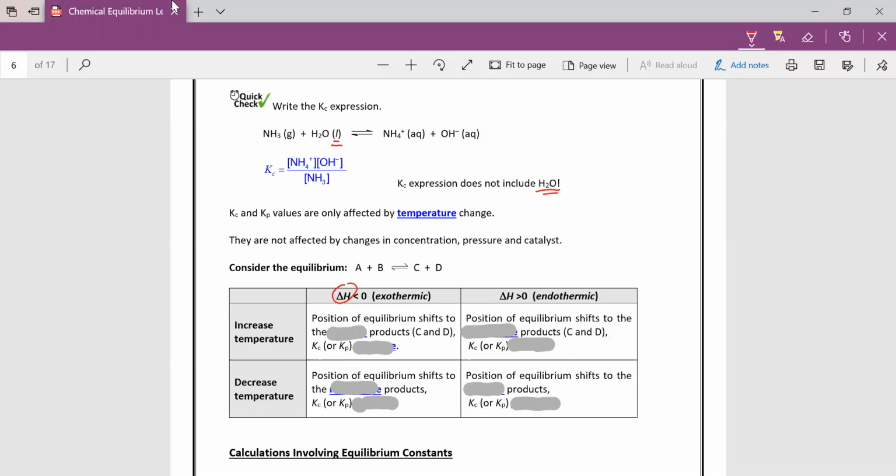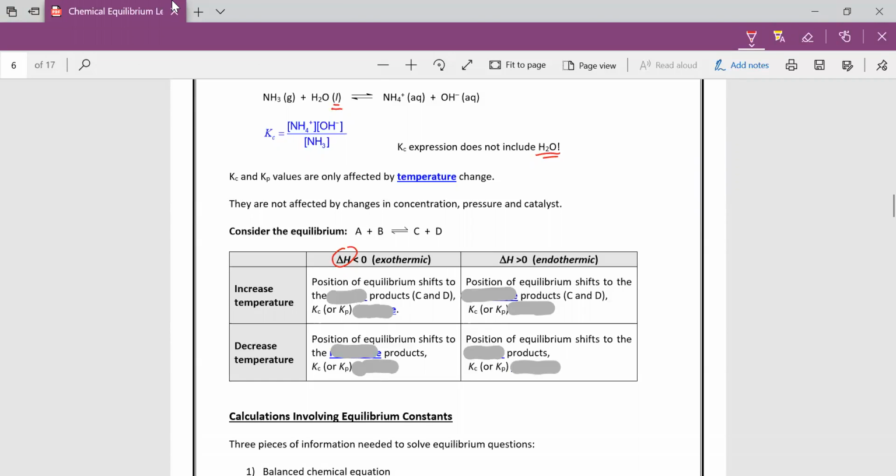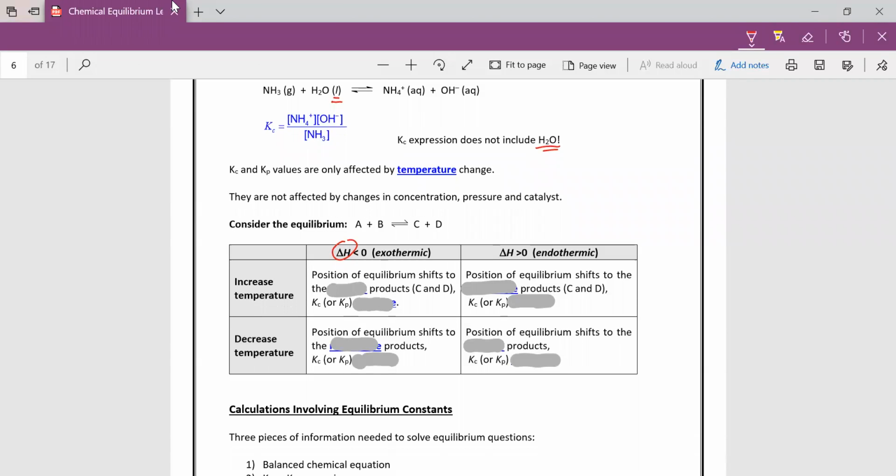All right, next, let's talk about temperature. Our Kc and Kp, the equilibrium constants, are only affected by temperature change. Changes in concentration, pressure, and catalyst will not affect your equilibrium constant. So when we consider this equilibrium, A plus B gives you C and D, for exothermic reactions, where delta H is less than 0.